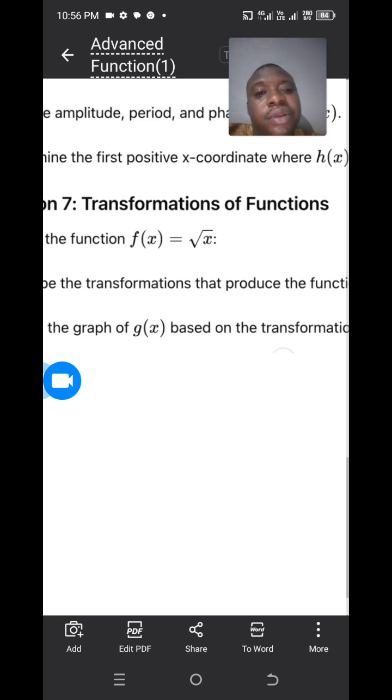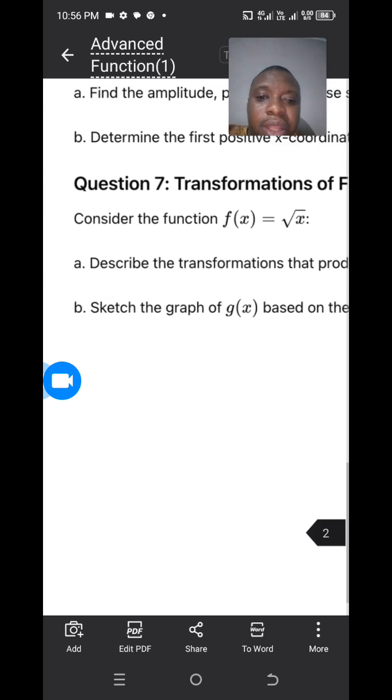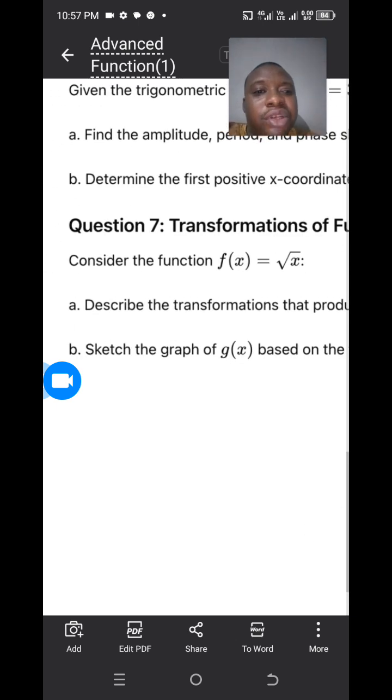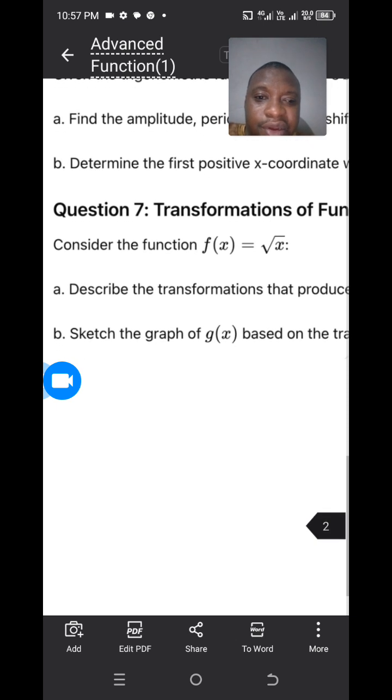So we have been solving some questions in our previous videos. The next question is on transformation of function. That will be the last question for the video.